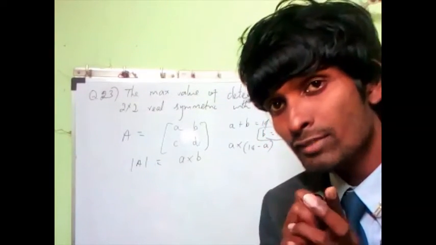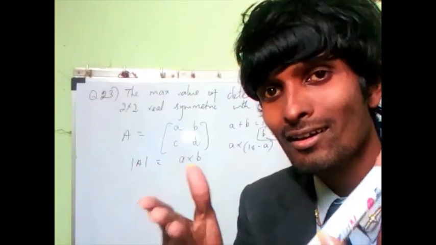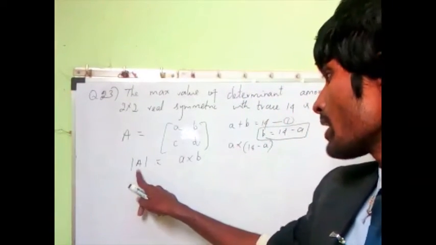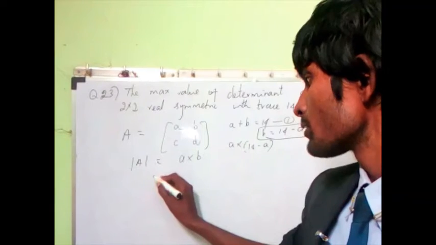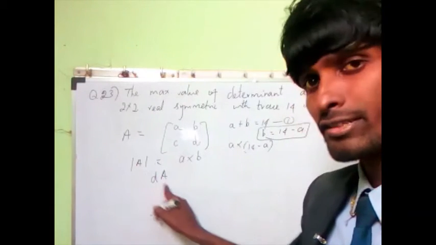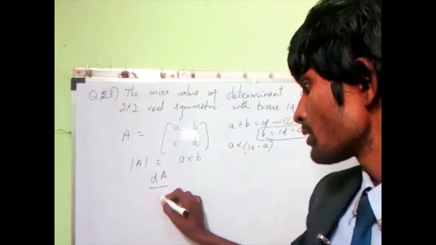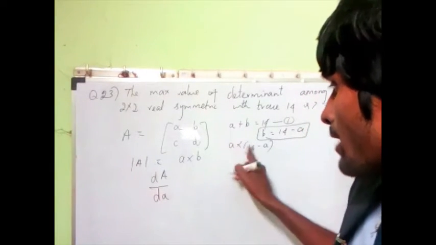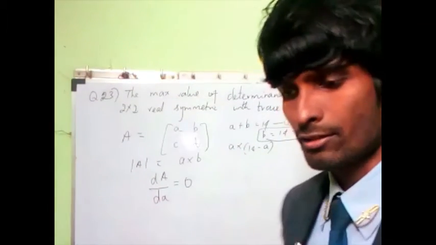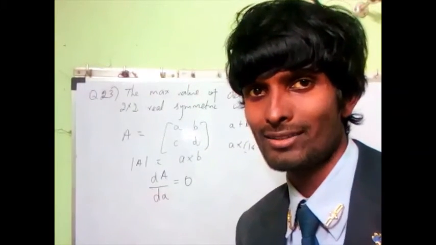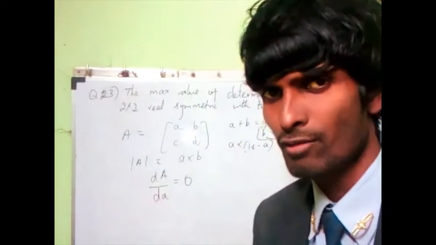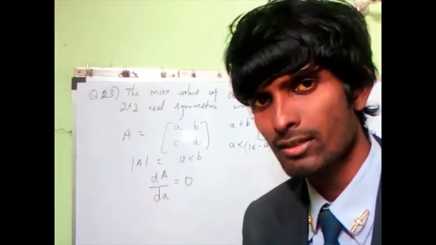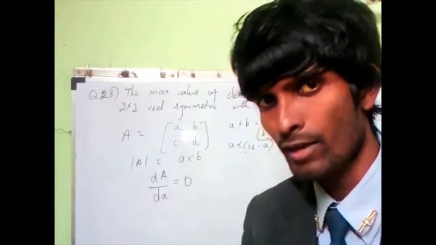For this, you try differentiation. So differentiate with respect to a, because we are converting all the b to a. And you have to equate it to 0, because only then can you find the maximum value. For any mathematics, if you want to find the maximum value, you equate the derivative to 0.